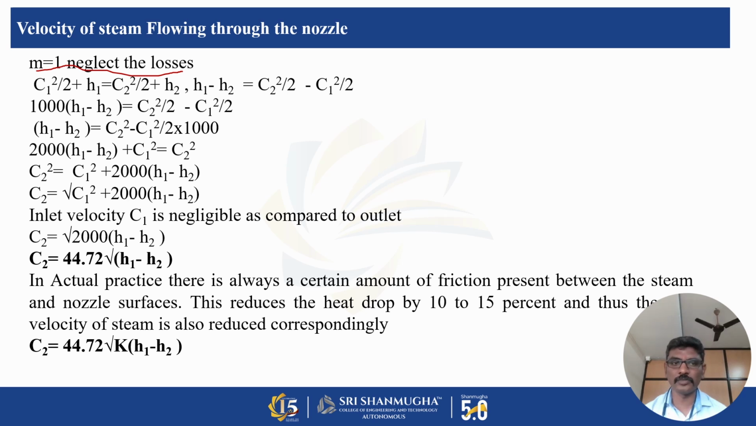This multiplication will become division. Then 2000 (H1 minus H2) plus C1 squared equals C2 squared. C1 squared plus 2000 into (H1 minus H2). So we have to find C2. C2 is the square root of C1 squared plus 2000 into (H1 minus H2). Here, the inlet velocity is negligible compared to the outlet, so C1 cancels. C2 equals the square root of 2000 into (H1 minus H2). The square root of 2000 is 44.72. So the C2 formula will be 44.72 times the square root of (H1 minus H2). Thank you.